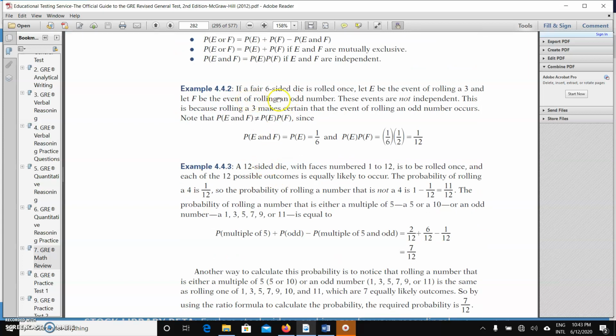If a 6-sided die is rolled once, let E be the event of rolling 3 and F be the event of rolling an odd number. Now, you know that 3 is an odd number. It's possible, even if it's those ones, not twice. Now, these events are not independent. This is because rolling a 3 makes certain that the event of rolling an odd number occurs. So it's not independent.